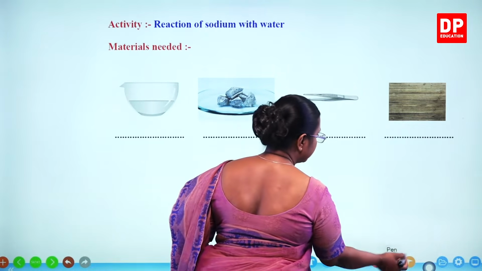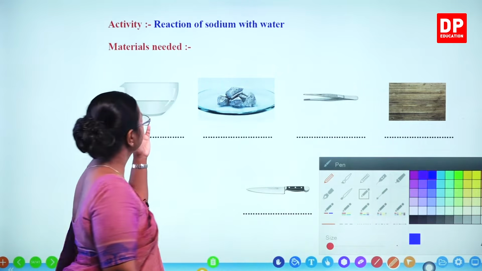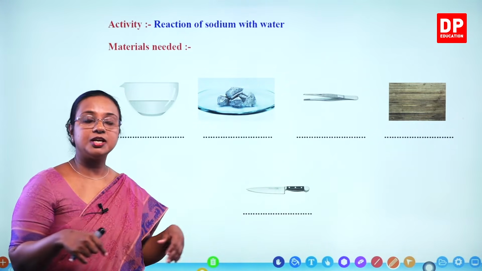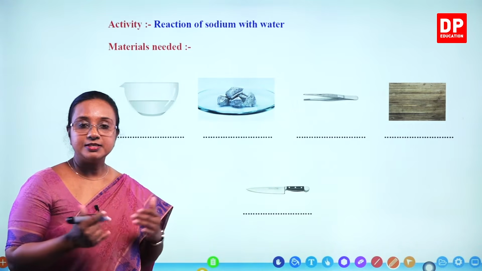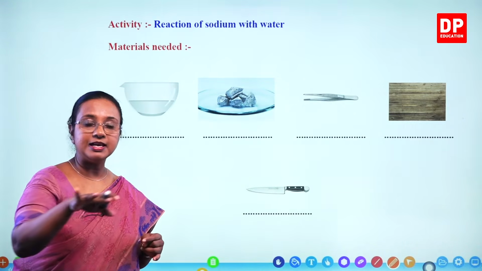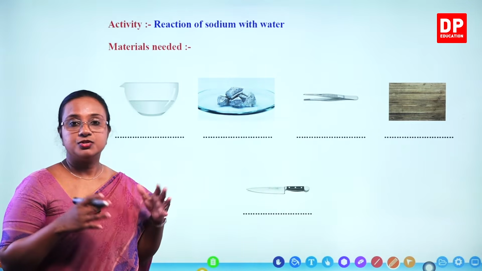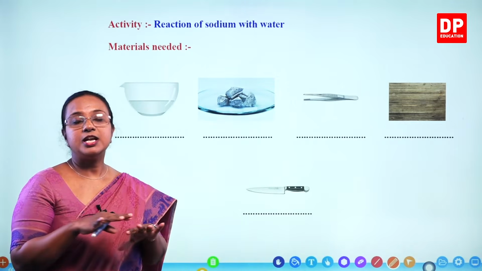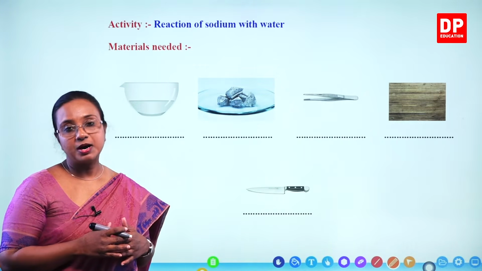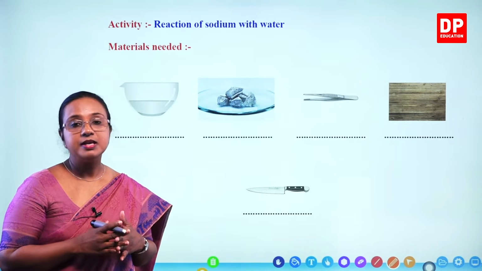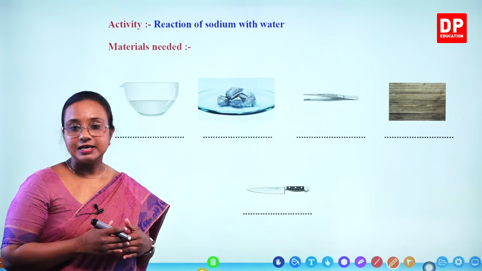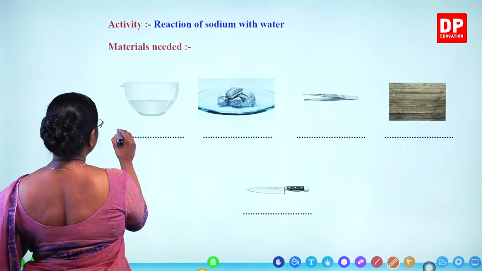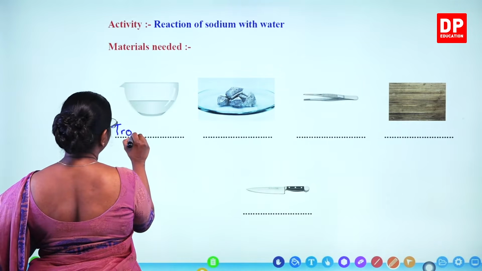So for this activity again, I'll be needing a trough of water. Normally a trough is a large glass vessel where you can take a large amount of water and the area is also high. So you can use any broad vessel so that you can have enough amount of water and there is lot of space for the violent or vigorous reaction as we discussed before. So we need a trough of water.